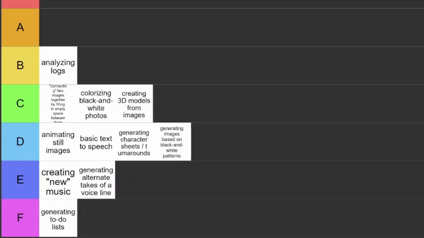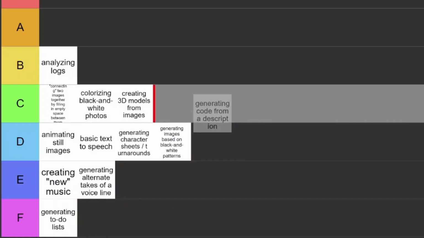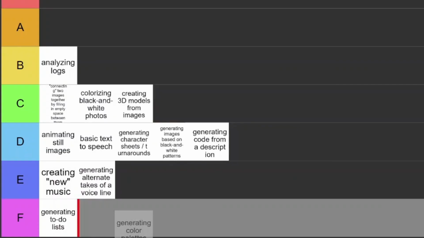I mean, if it's basic code, it works pretty well usually. It's not the best at complex stuff, but it works decently. I'd say D. Or, let's do D. Generating color palettes. This is not something you need AI for in the slightest.